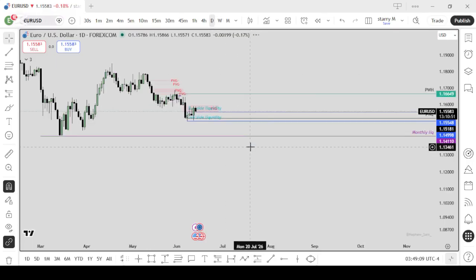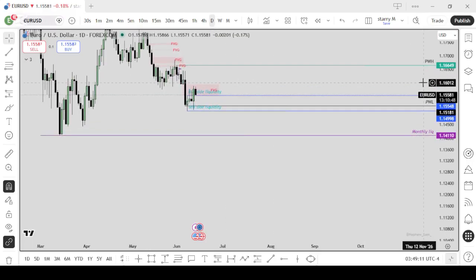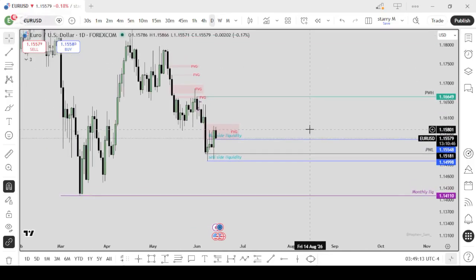So on the daily, on Monday, when was Monday? This was Monday. So on Monday we finished creating this fair value gap. We made this fair value gap, and on Tuesday we started seeing some mitigation happening. So when Tuesday started mitigating our fair value gap, all I was just looking at is market structure shift in the 1 hour and then an entry.